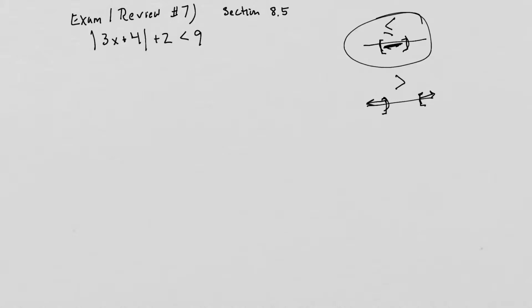First, we would get the absolute value by itself. So we'll isolate the absolute value, subtract 2 from both sides. So we'll end up with the absolute value of 3x plus 4 less than 9.